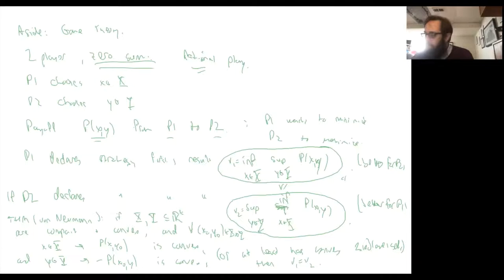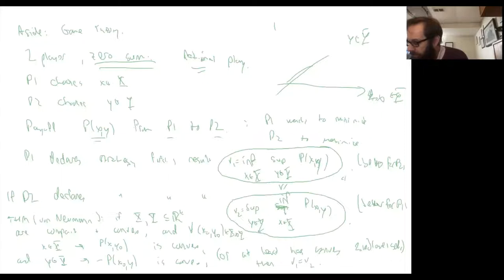So if player one's strategies are running in this direction and player two's strategies are running in that direction, now player one is trying to minimize. So for each strategy of player two, he sees something like this, and player two is trying to maximize. So for each strategy of player one, he sees something like this because of this minus sign. So this is my payoff function, P of X, Y.